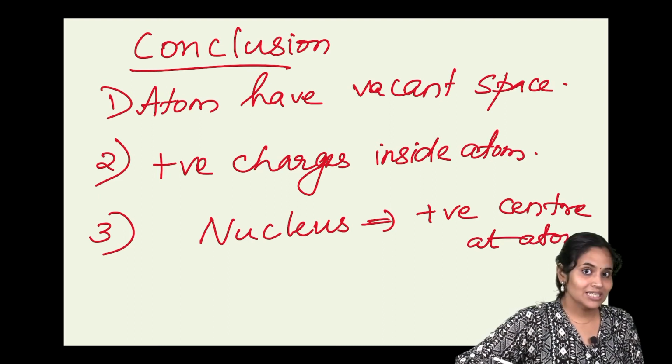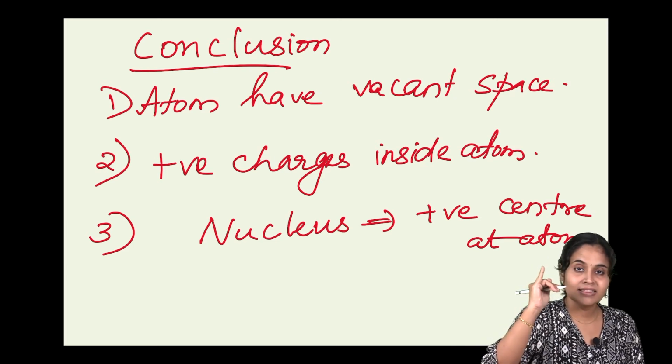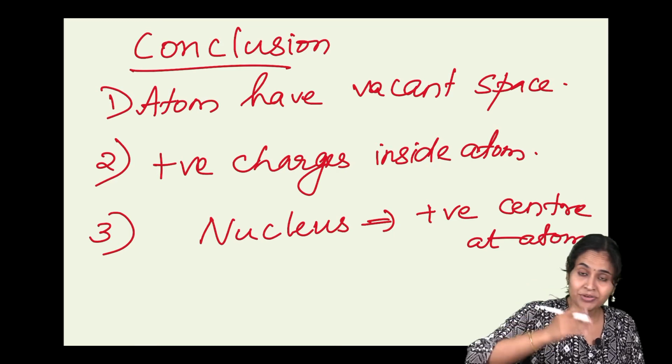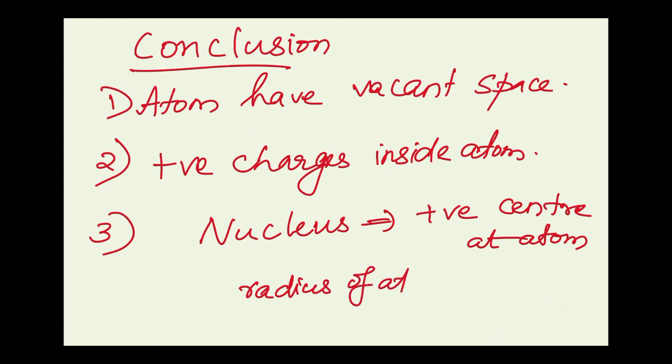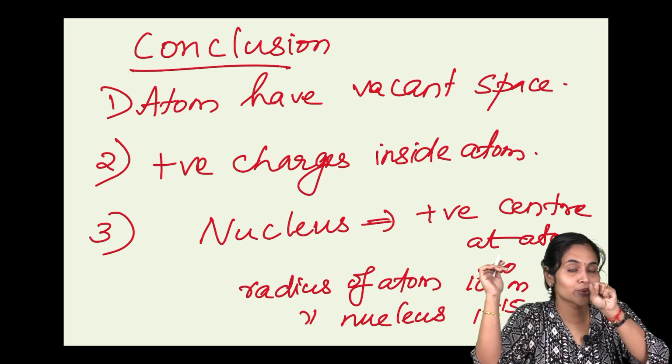Okay. So these were the conclusions of Rutherford's atomic model. Atoms have enough vacant spaces, then the atom consists of positive charges, and these positive charges are located at the center of the atom, and he named that center as nucleus. And if the radius of the atom is in the range 10 raised to minus 10 meter, then the radius of the nucleus will be in the range 10 raised to minus 15 meter. Okay, so that much smaller will be the nucleus, and this positive center is known as the nucleus.